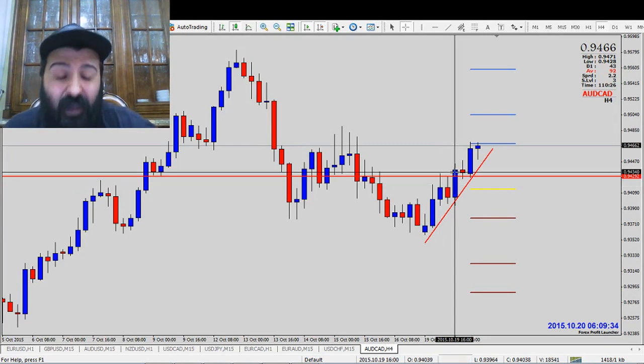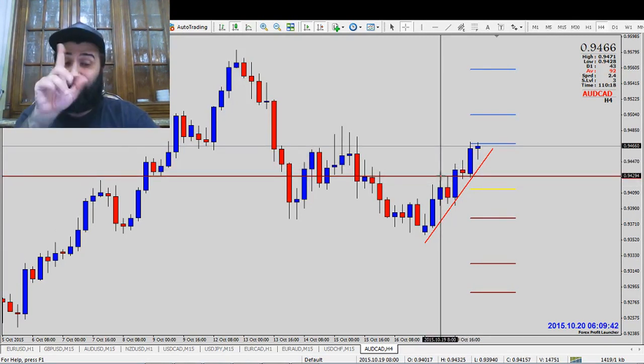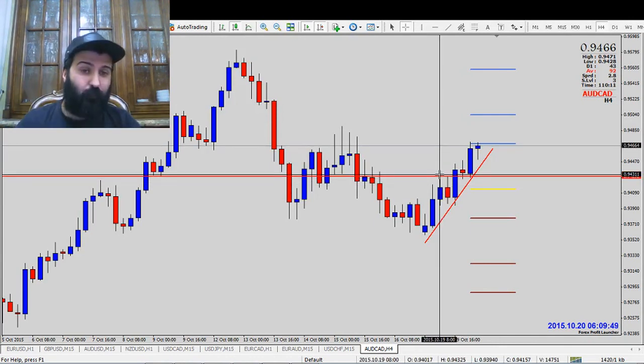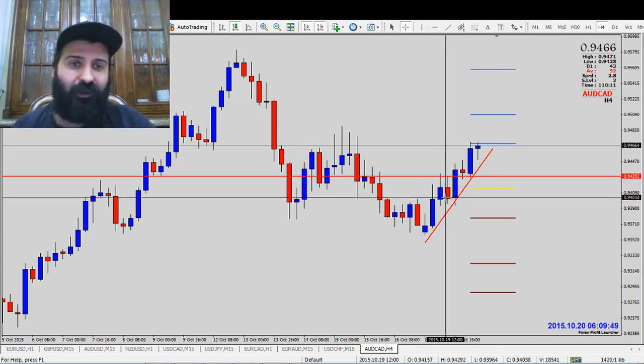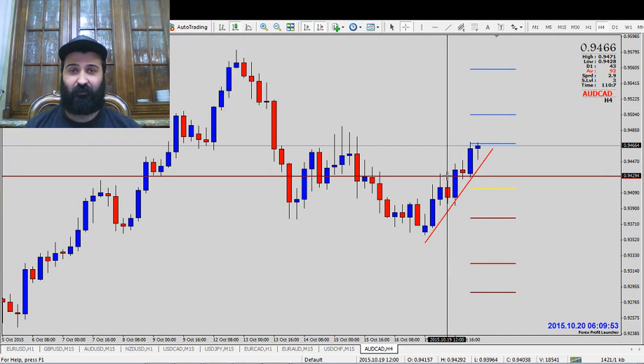I'm going to sell it. So I would have sold it right here, and I would have taken 20 pips profit. And I would have waited till it goes up here again and sold it. I made another 30 pips profit. I made 50 pips profit like that.